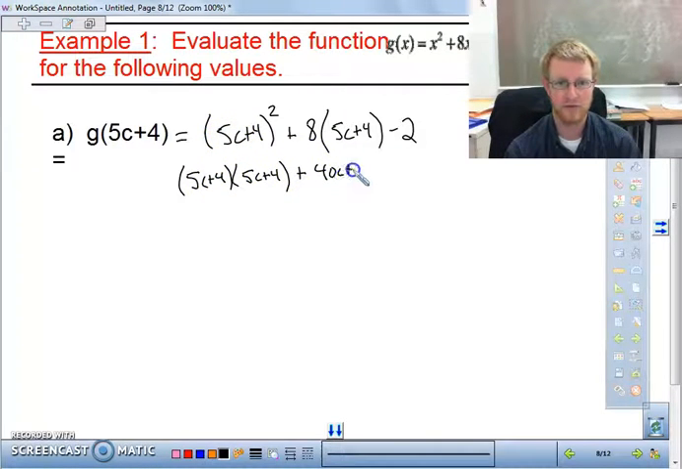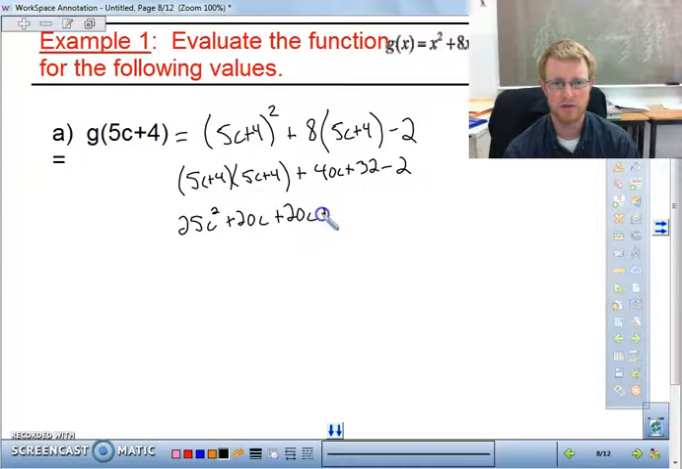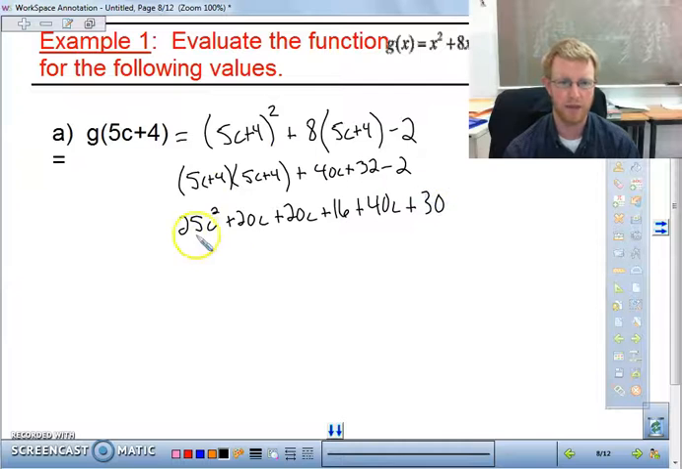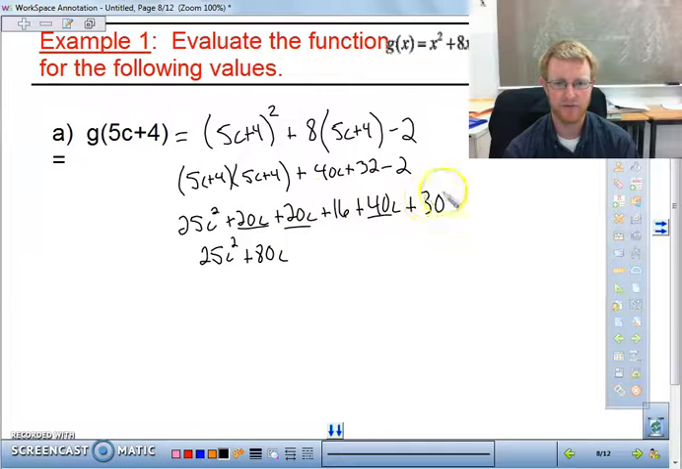Plus 40c plus 32 minus 2. So now we FOIL this. We get 25c squared plus 20c plus 20c plus 16 plus 40c, and then this 32 minus 2 equals 30. And now we combine like terms. 25c squared, 20 and 20 is 40, plus another 40 is 80, so we have 80c, and then 16 and 30 is 46. So there's our simplified function.